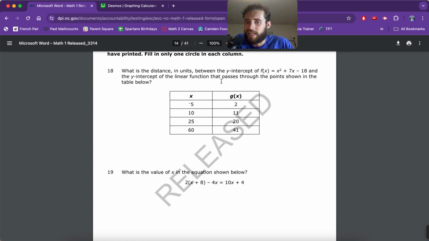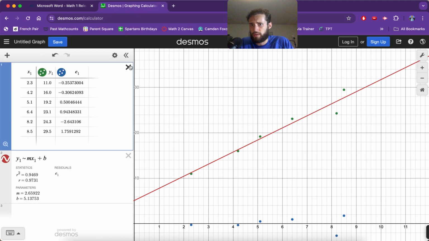Next one, we've got 18. What is the distance in units between the y-intercept of f of x equals x squared plus 7x minus 18 and the y-intercept of the linear function that passes through the points shown in the table below? Okay. So the y-intercept of this first thing is negative 18. Right, the y-intercept is just when x equals 0. You could type it into the graphing calculator to be sure. I'll show you how to do that.